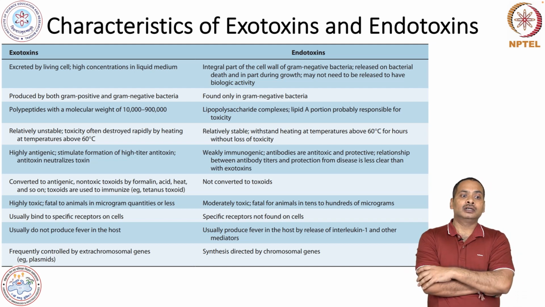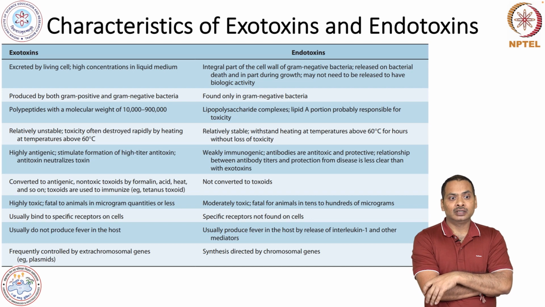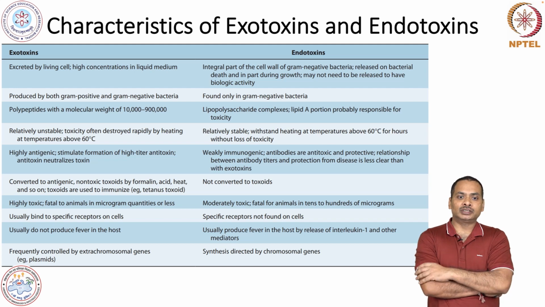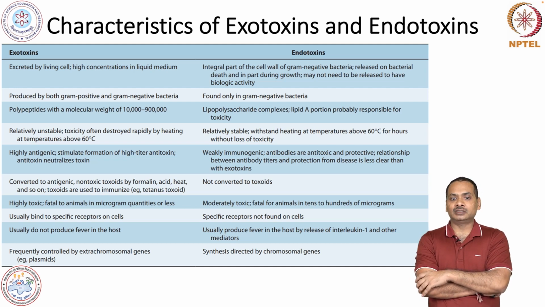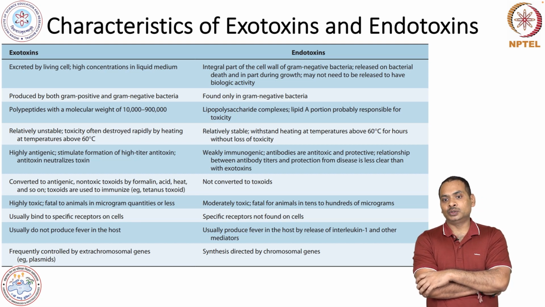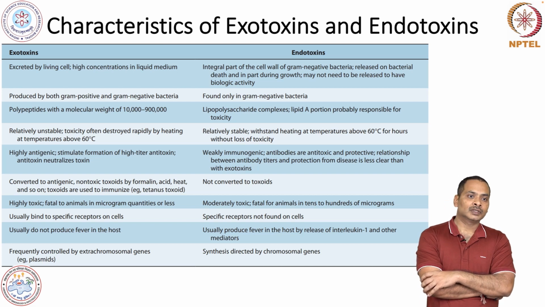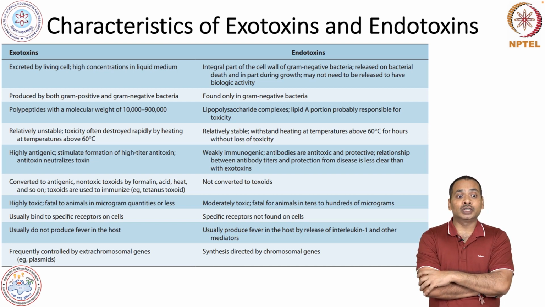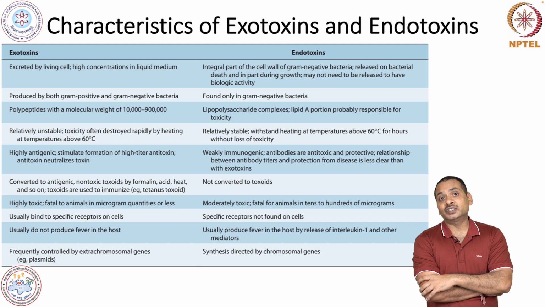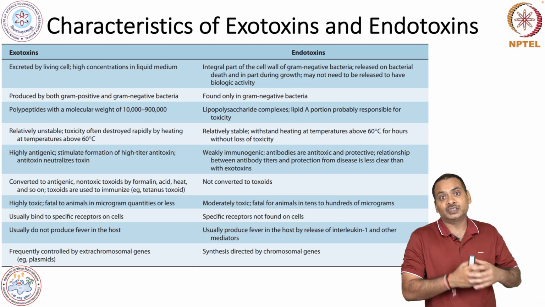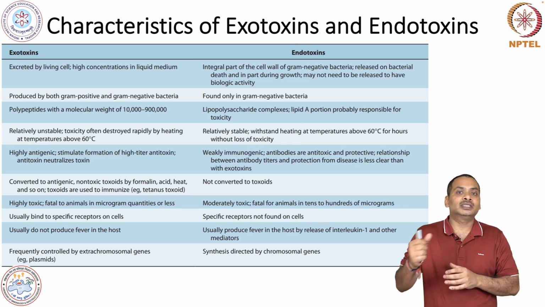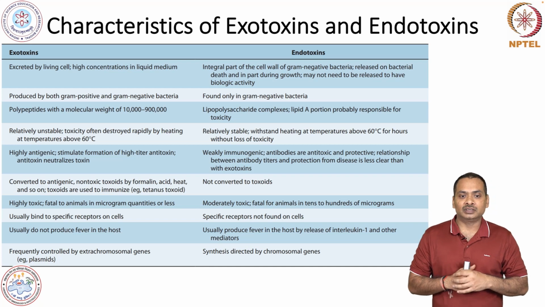Exotoxins are highly toxic, fatal to animals in microgram quantity or less. Whereas endotoxin is moderately toxic, fatal for animals in 10 to hundreds of micrograms. Exotoxins usually bind to a specific receptor. There is some specific receptor over there, they will bind and then they will cause some biological effect.